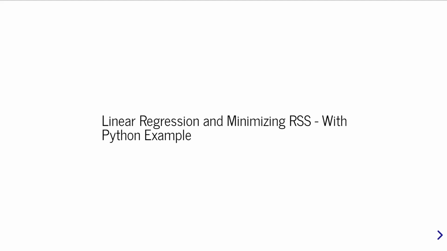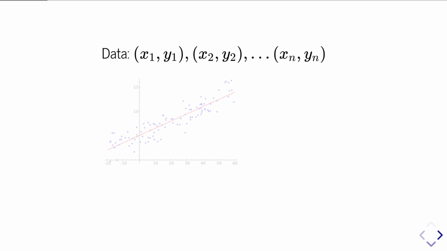Hi, today we'll be taking a look at linear regression and how to derive the estimators by minimizing the residual, and we're going to do a little Python example as well. All right, so suppose you just have n data points and you want to fit a linear model through it. In this video, I just want to build up an intuition as to where this comes from.